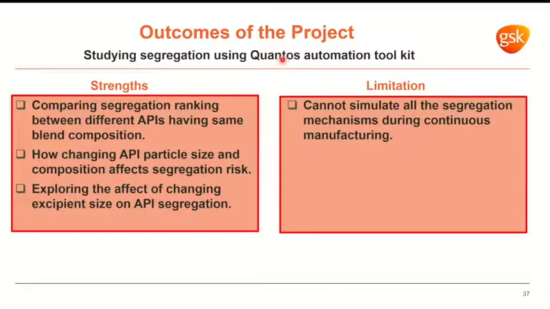So basically, the outcomes of the project. This project can be used to compare segregation ranking between different APIs which have the same blend composition, like the one that we did for blend A when we used the 10% and 15% of the blend. It can be used to see how changing the API particle size and composition affects the segregation risk, like we did in the case of compound C. And it can be used to explore the effect of changing excipient size on API segregation, as we did in the case of compound B, where we used the excipient 2A, 1A, and 3A.